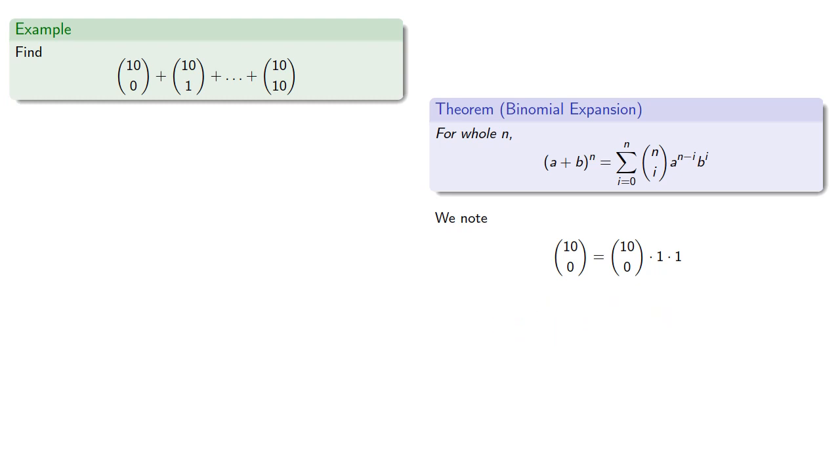Now in the binomial expansion, both of these are raised to a power where one power is the number of things we're choosing, and the sum is the total number of things we're choosing from. So one factor of 1 will be raised to the 0 power, and the other will be raised to the power 10, and because 1 to any power is still 1, we maintain our equality.